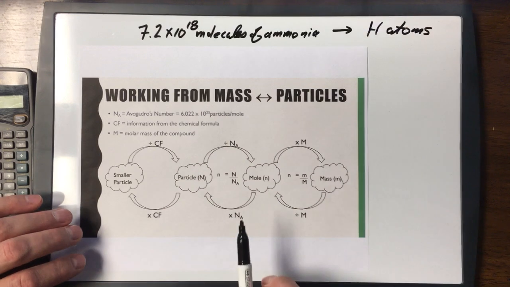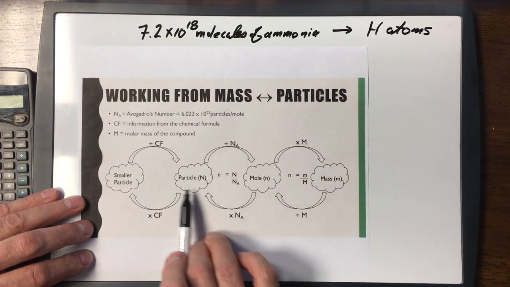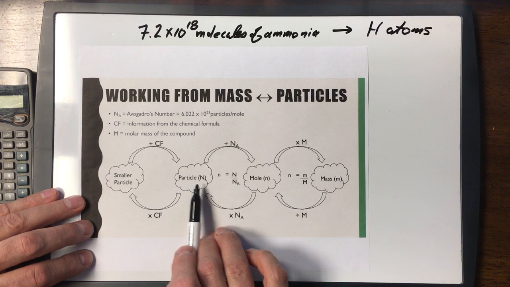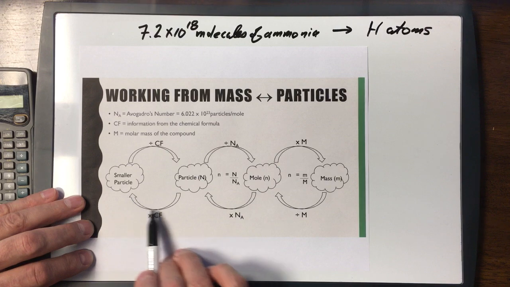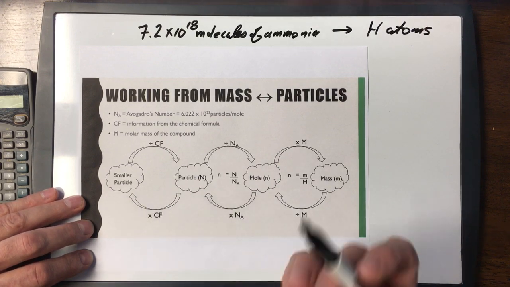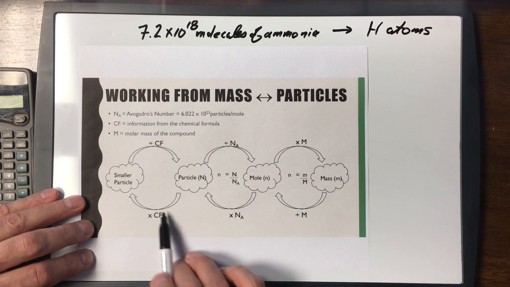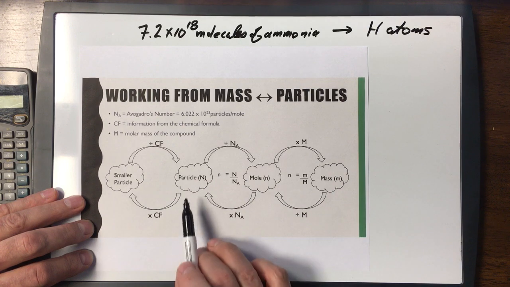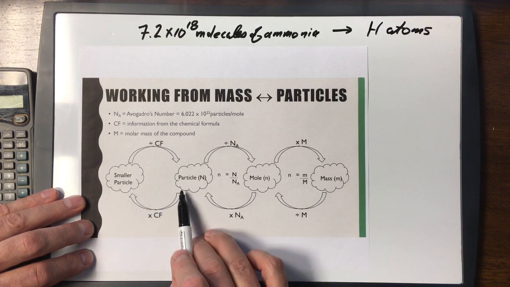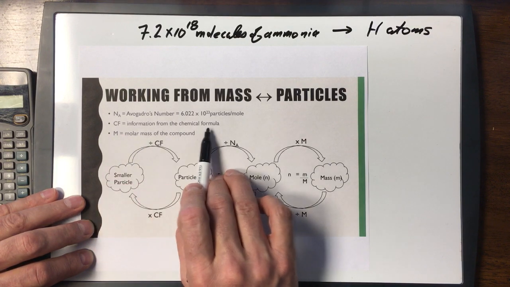So what we want to look at here is how do we convert from molecules to atoms? Well, our molecules are going to be a particle, and we want to get over to here to atoms, which are smaller particles. So we're going to take this road here, and these are basically one-way streets. You can only go the direction of the arrow. And on the arrow, it tells you what operation or which conversion factor to use to get from one area to the other. So to go from particles to smaller particles, we're going to go down here, and we're going to multiply something from the chemical formula. So chemical formula is information from the chemical formula.